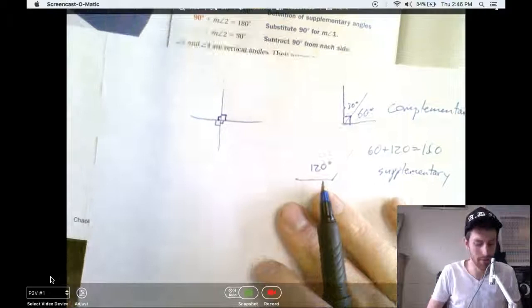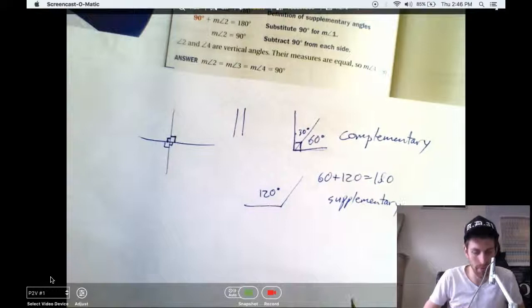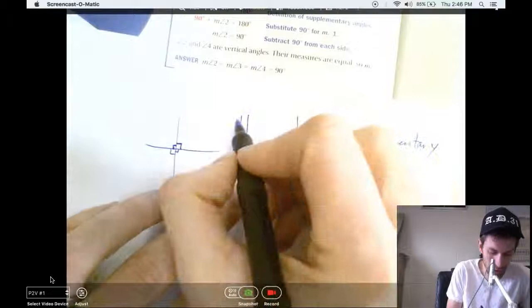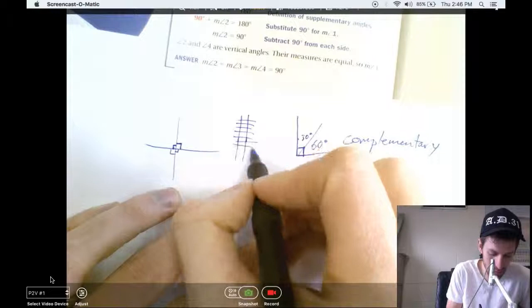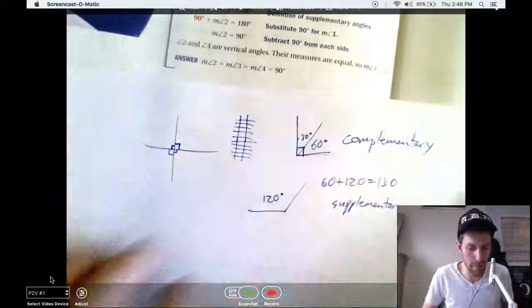Those are called perpendicular lines, as opposed to what do you call these lines? Like a railroad track? Railroad tracks, this is parallel lines. The railroad ties underneath the railroad tracks are perpendicular to the actual track that the train goes on, right? Perpendicular and parallel. Alrighty then.